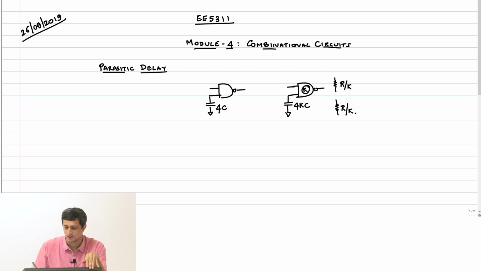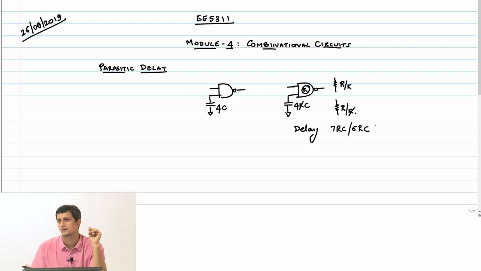And because the two K's will now cancel, your delay will still be just the old expression, either it will be 7 RC or 6 RC or whatever it is. So to a first order, parasitic delay was independent of gate drive strength. This was the key conclusion that we came to last time.